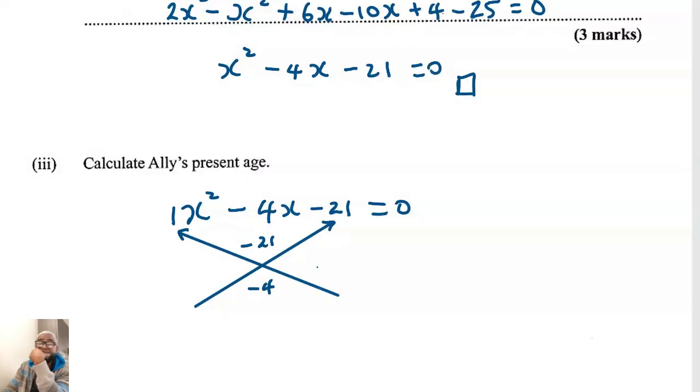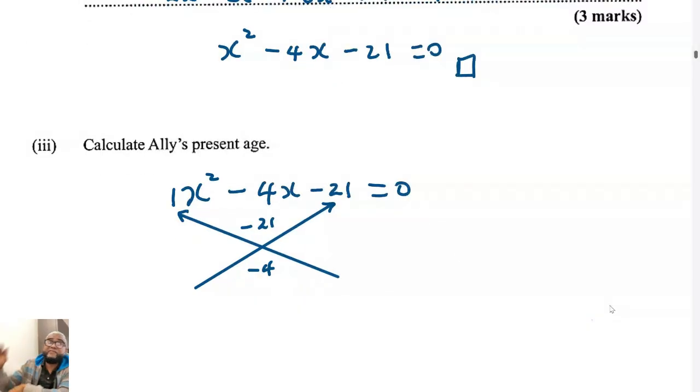If you never saw these things before, you're going to struggle, eh? Because you're looking for two numbers that can multiply to give us negative 21, and the same two numbers must add or subtract to give us negative 4. What would those two numbers be? 7 and 3. Which one will be the negative, the 7 or the 3? 7. Because we want to get negative 4, right?